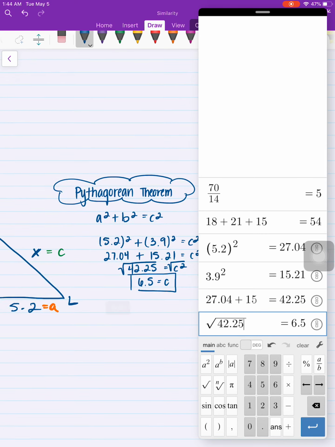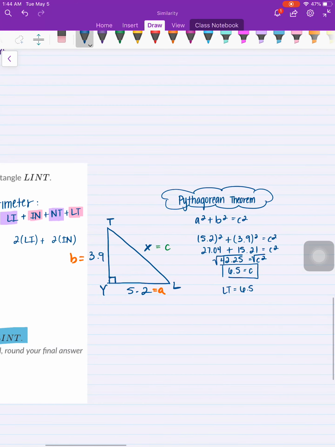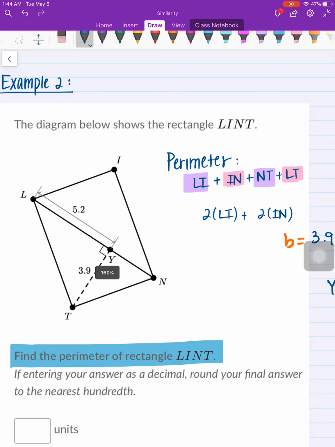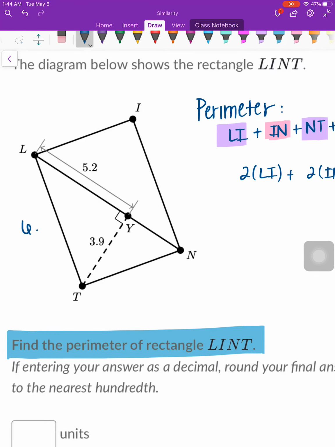So then measurement LT in this case is 6.5. Let me go back to my triangle here. LT is 6.5, so if this side is 6.5, it means that this side over here, IN, is also going to be 6.5. So now we just need to find LI and TN.